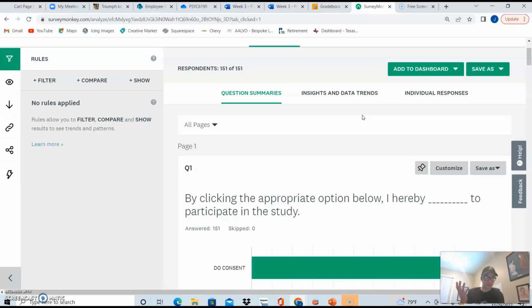I imagine for many of you this is the first time you've actually collected your own data for a piece of research. So just some insights to put out there.